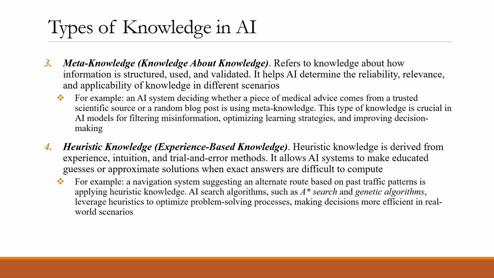Heuristic knowledge or experience-based knowledge. Heuristic knowledge is derived from experience, intuition, and trial and error methods. It allows artificial intelligence systems to make educated guesses or approximate solutions when exact answers are difficult to compute. For example, a navigation system suggesting an alternate route based on past traffic patterns is applying heuristic knowledge. Artificial intelligence search algorithms such as A-star search or genetic algorithms leverage heuristics to optimize problem-solving processes, making decisions more efficient in real-world scenarios.